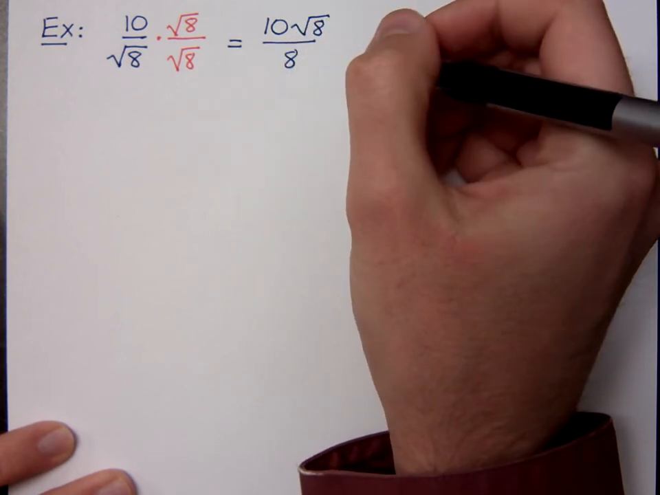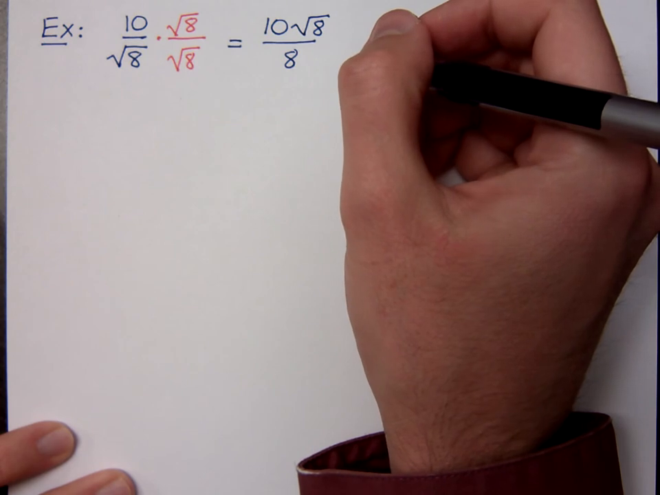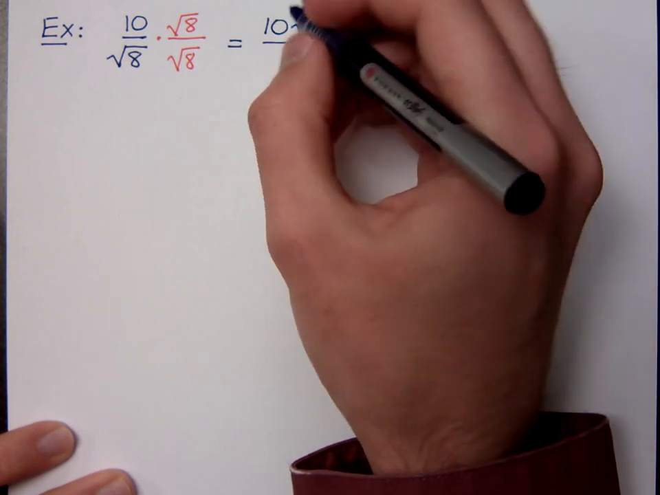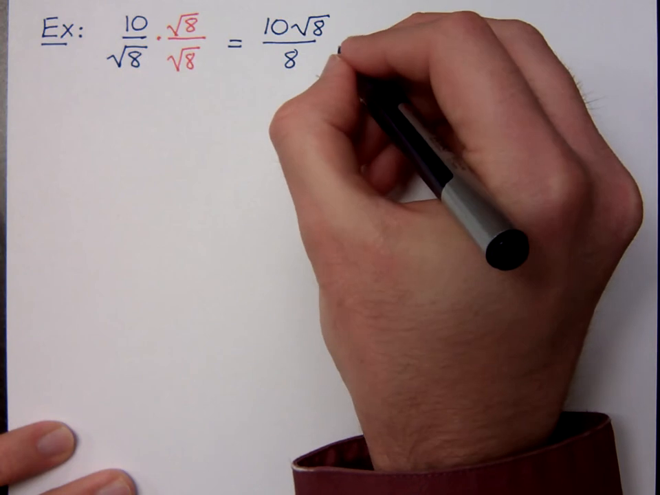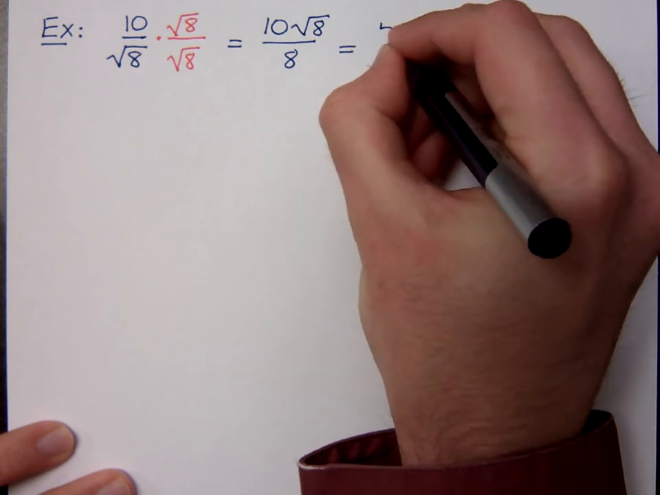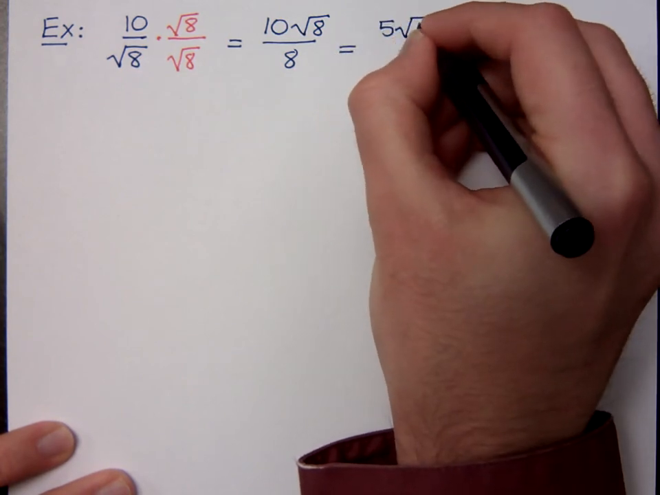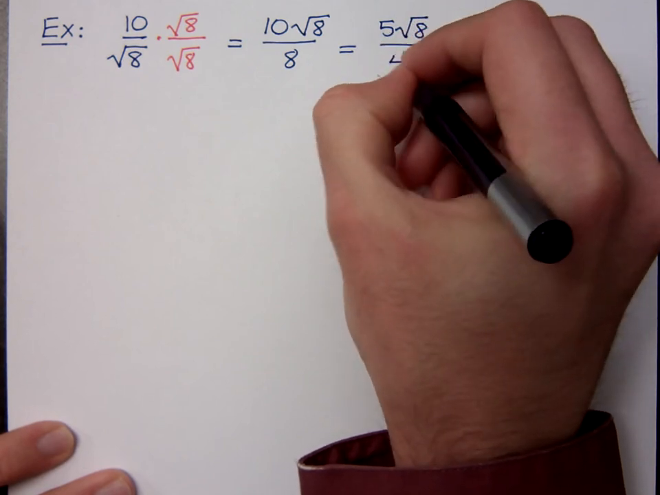No, we need to reduce like we did in the last problem, right? How does it reduce? Common factor of 2, so you end up with 5 square roots of 8 over 4. So we just box that, right?